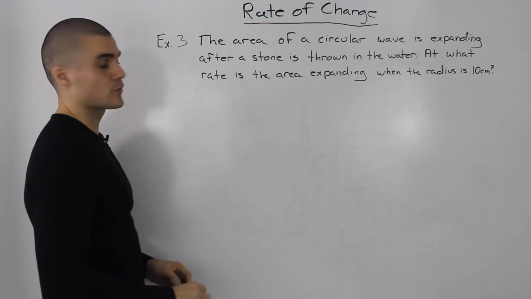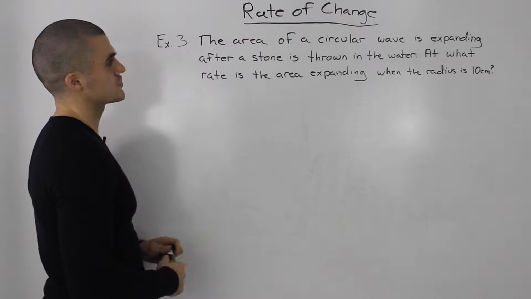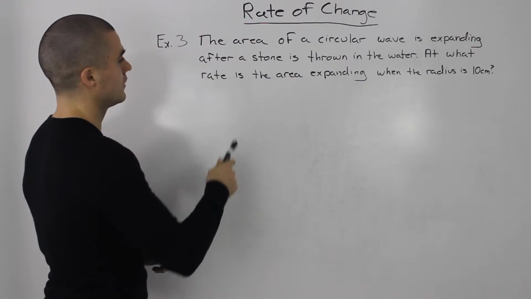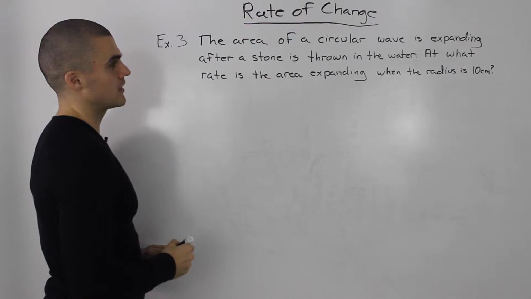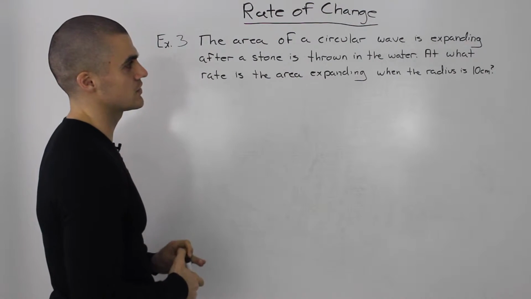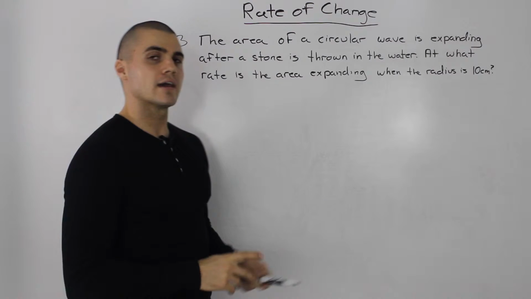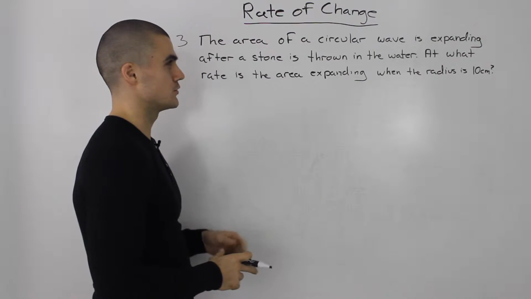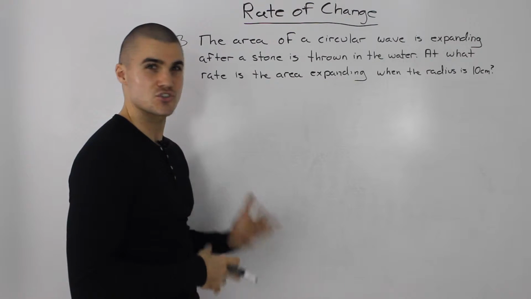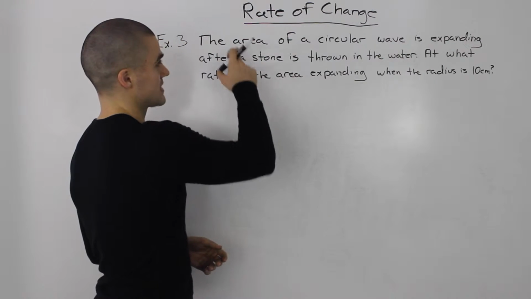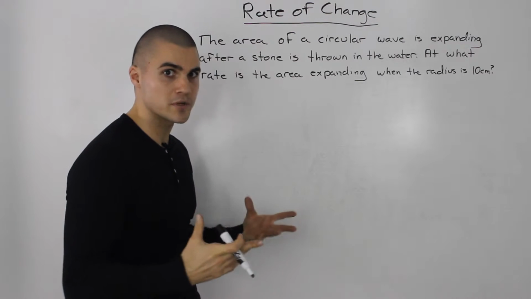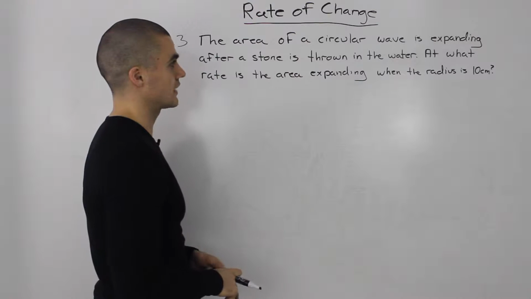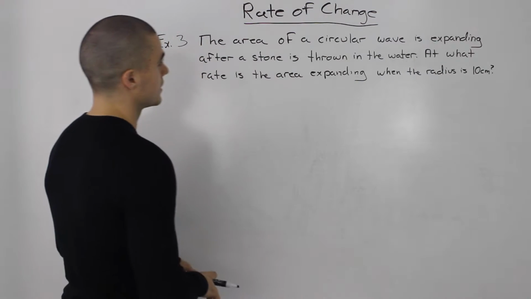Okay, example 3 for rate of change. The area of a circular wave is expanding after a stone is thrown in the water. At what rate is the area expanding when the radius is 10 centimeters? Now you're going to get a couple of questions like this in this chapter. They'll ask you at what rate is the surface area expanding, at what rate is the area expanding, at what rate is the volume expanding. So you have to get used to this kind of question, and it's pretty tricky.